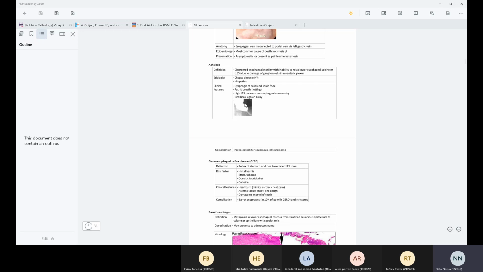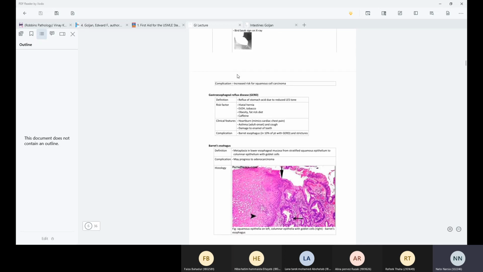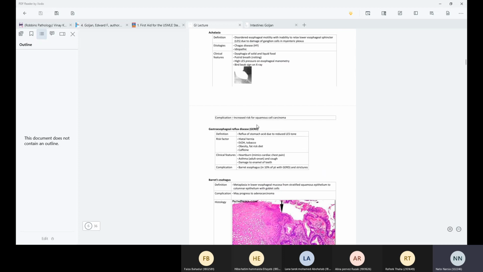Here, same thing. If you don't have these ganglion cells, it's impossible to relax. Chagas is important. Chagas association, otherwise it is idiopathic. Usually, idiopathic cases are really rare. If you find achalasia, it's more likely related to Chagas disease. Bird beak appearance, you will find dysphagia, putrid breath, that is halitosis, which is very logical. And high pressure on esophageal manometry. In this part, pressure is really high. Complication: increased risk of squamous cell carcinoma.